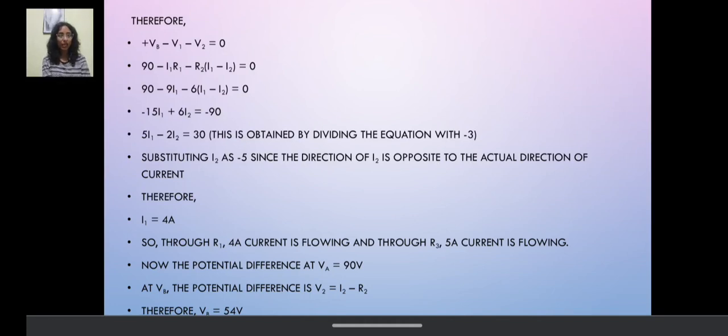This is obtained by dividing the equation by minus 3. Substituting I2 as minus 5, since the direction of I2 is opposite to the actual direction of current. Therefore, I1 is equal to 4 ampere. So through R1, 4 ampere current is flowing and through R3, 5 ampere current is flowing. Now, the potential at VA is equal to 90 volt. At VB, the potential difference V2 is equal to I2 times R2. Therefore, VB is equal to 54 volt.